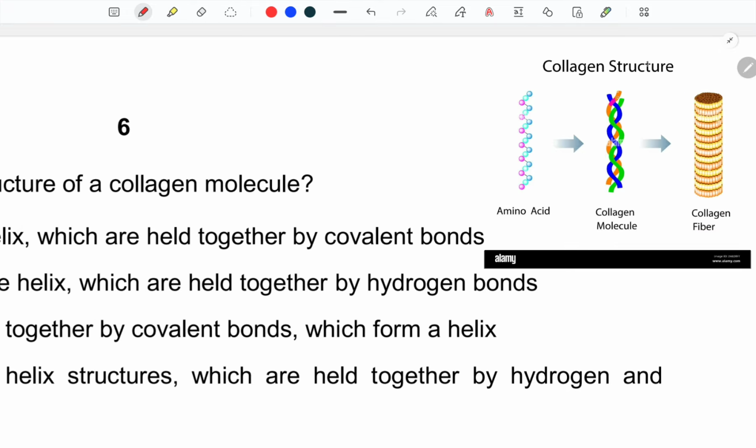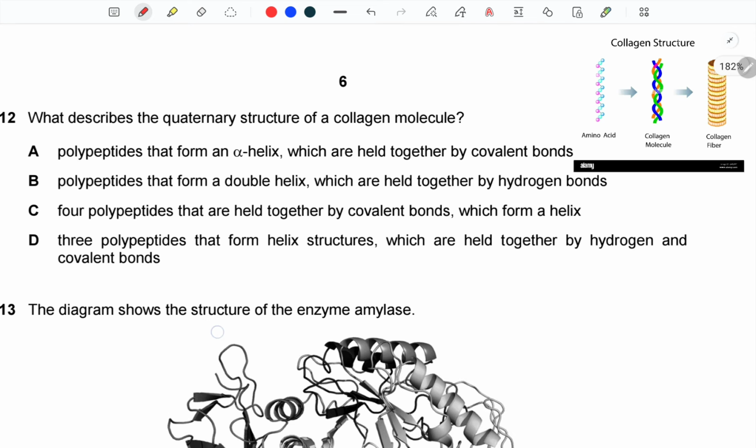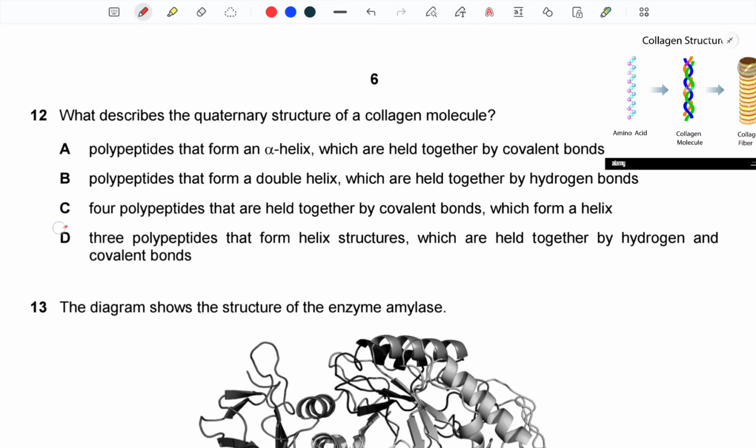So first you've got your collagen molecule consisting of 1, 2, 3 polypeptides held in this helix form, which then form the collagen fiber. These are held by hydrogen bonds, by the way. So the answer for 12 should be D.